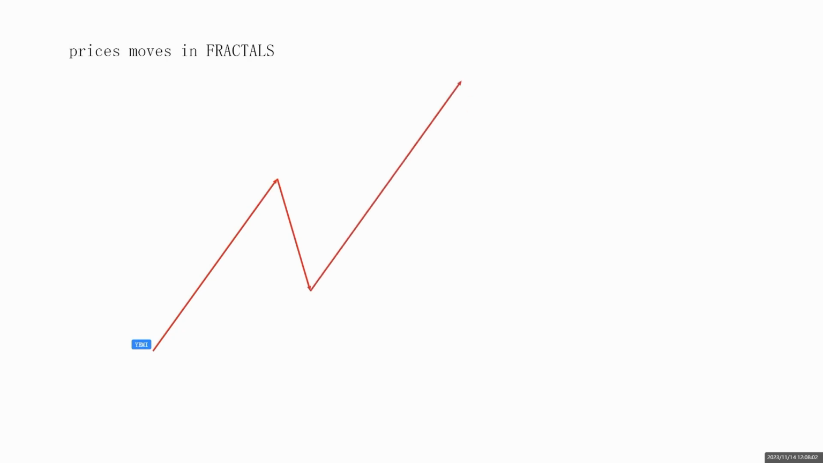And what do I mean by price moves and fractals? It means that within a big structure, there's actually smaller structure that formed the big structure. What do I mean? So let's say this is on the daily time frame.